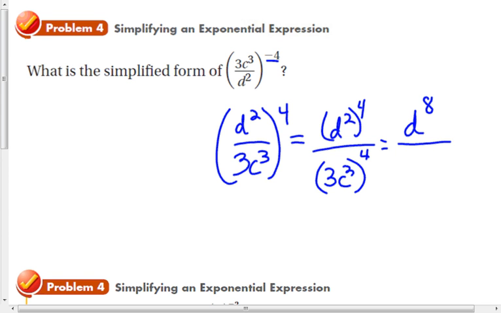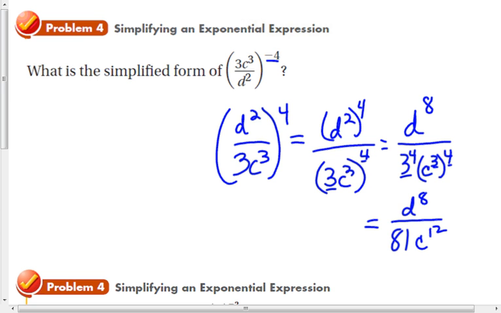Now in here, I have to raise all the factors to the 4th power. So I have to do 3 to the 4th, and I have to do c to the 3rd to the 4th. And that gives me d to the 8th over 3 to the 4th. That is 81. And c to the 3rd to the 4th, 3 times 4 is 12. Go ahead, you try that.